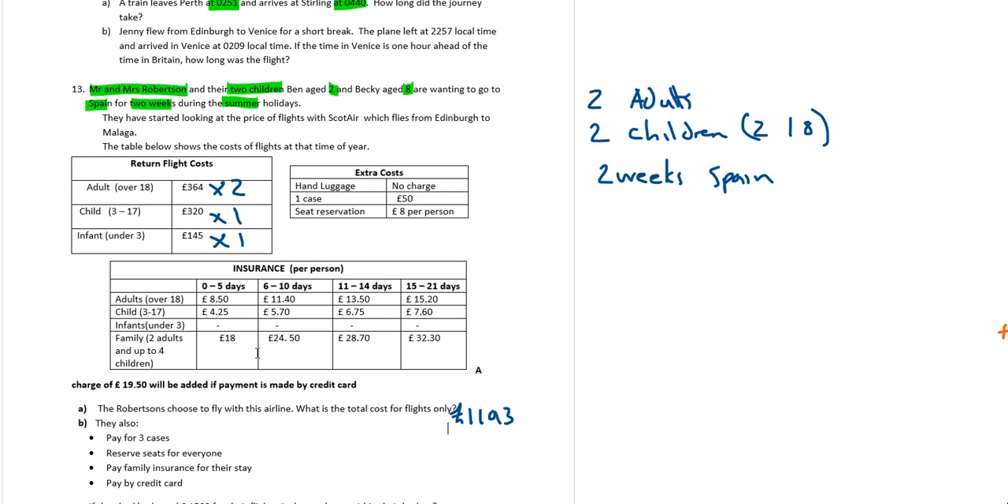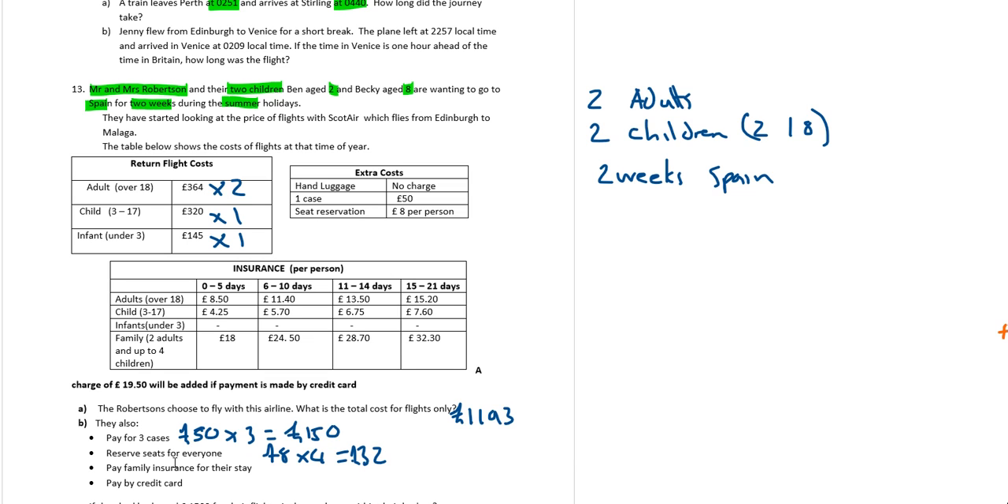And then it gets a bit more complicated. So pay for 3 cases. Okay, where's my cases? I've got 1 case is 50. So for a case, I'm going to say it's £50 multiplied by 3. So that's 150. Still pretty straightforward. Reserve seats for everyone. Seat reservation is £8 per person. So that's going to be £8 multiplied by the 4 people. So 8, 16, 24, £32.